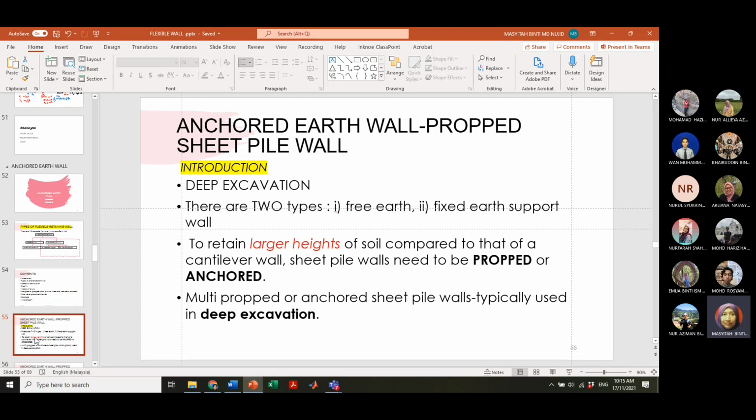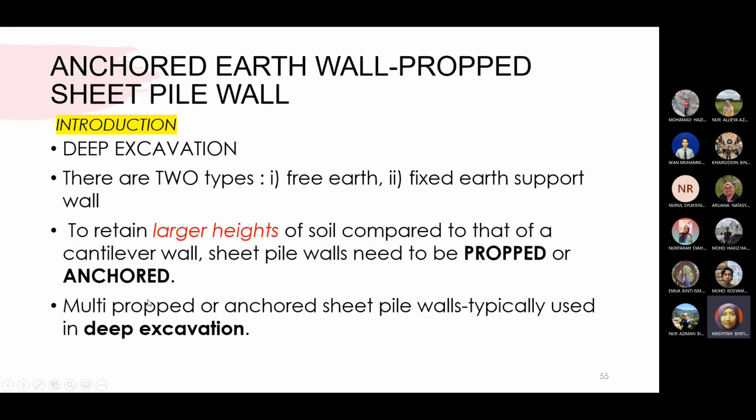So for example, in a deep excavation, the purpose is to retain larger heights of soil compared to that of a cantilever wall. So the sheet pile walls need to be propped or anchored.